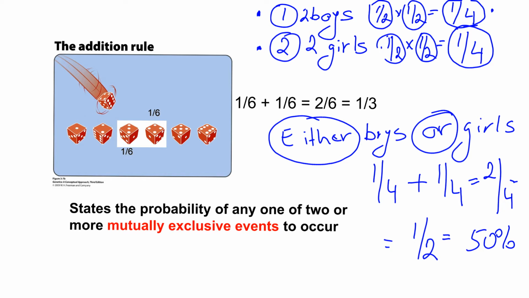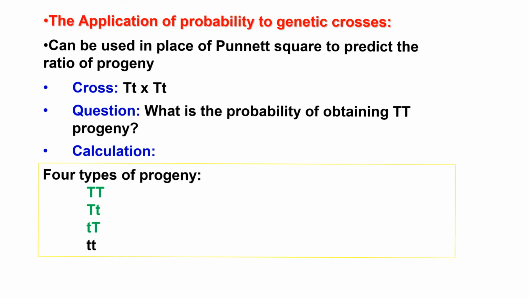We can actually use probability to define outcome of very simple crosses and use it instead of Punnett square. Why you would like to do it? It's very fast and it's very simple. Let's ask a question. You perform cross where you cross two tall plants which are both heterozygous. So you ask, what is the probability of obtaining homozygous dominant progeny? You remember you like tall plants.